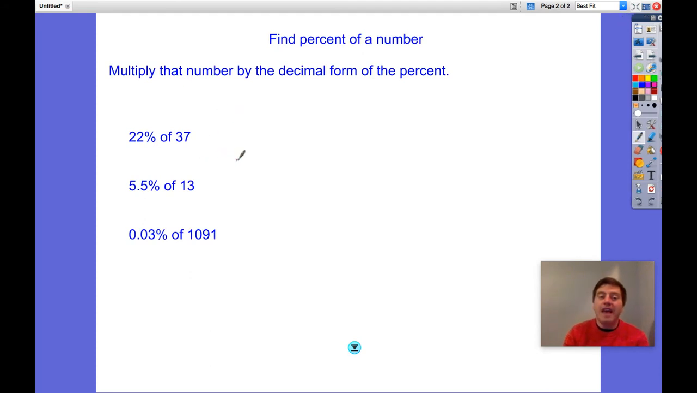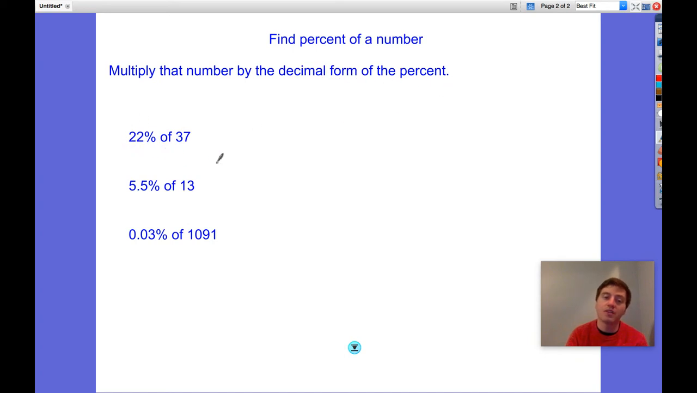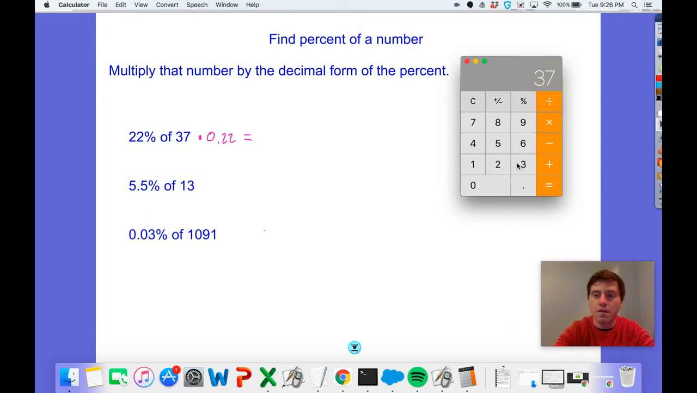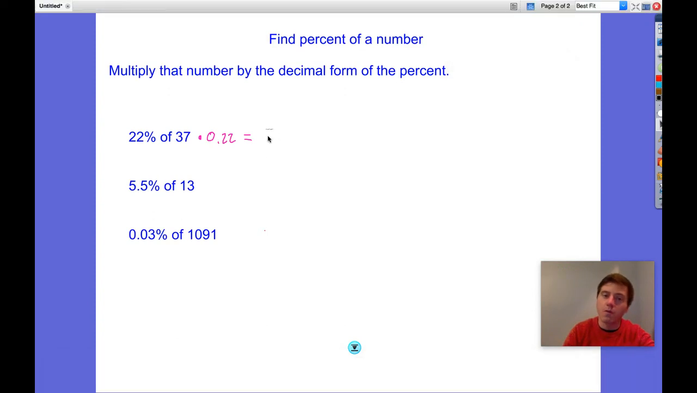So if we want to find the actual percent of a number, we take that number and multiply by the decimal form of the percentage. Multiply by the decimal form of the percentage. So 22%, that's 0.22. So I multiply that there. That would be 8.14.